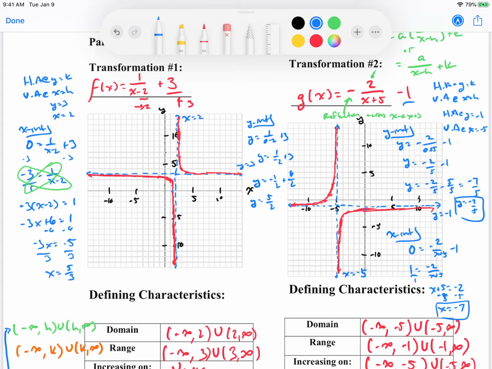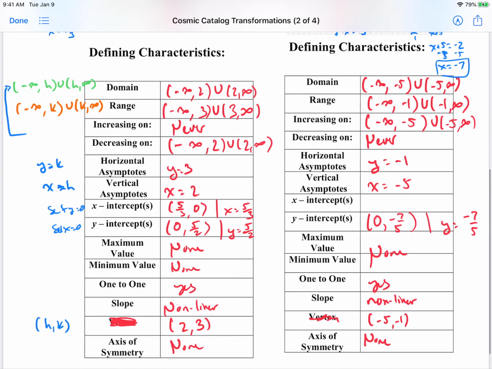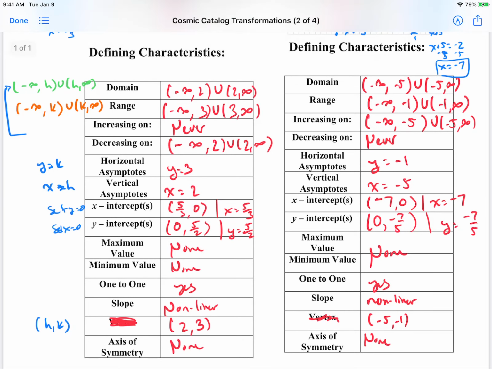Okay, and again, we kind of already knew that in the way that we plotted this. That was going to be our x-intercept. So our actual x-intercept is at -7, 0, or x is equal to -7. Okay, and that's kind of how we can graph and identify the defining characteristics of these functions.